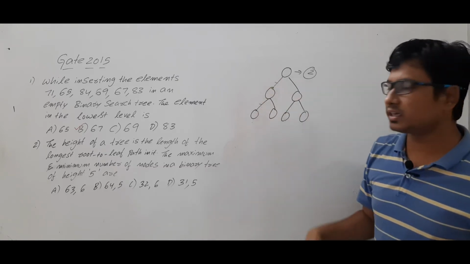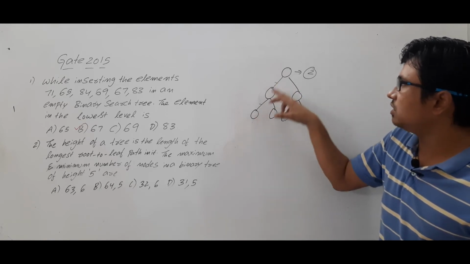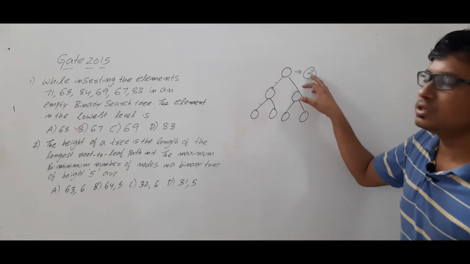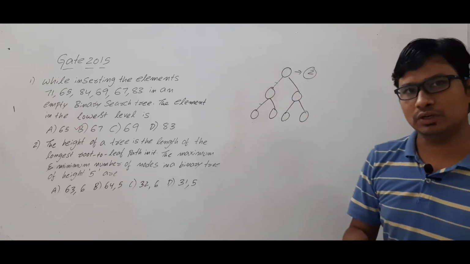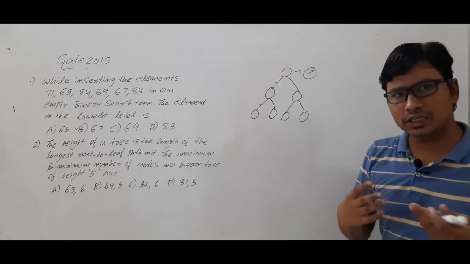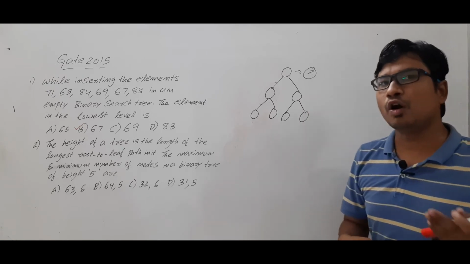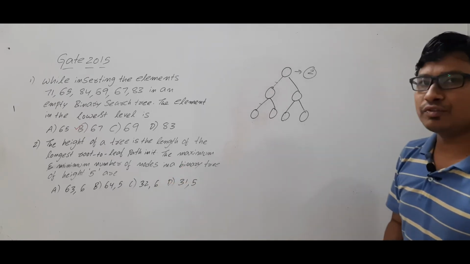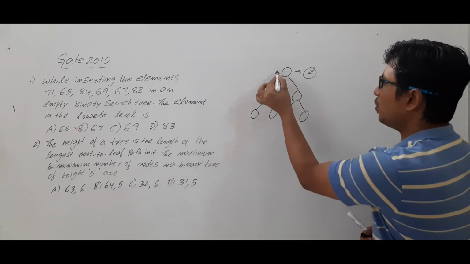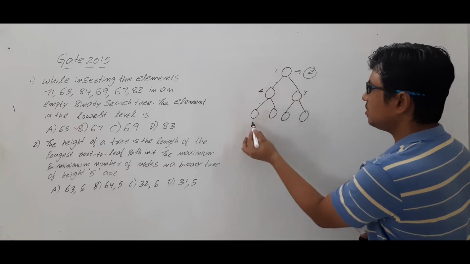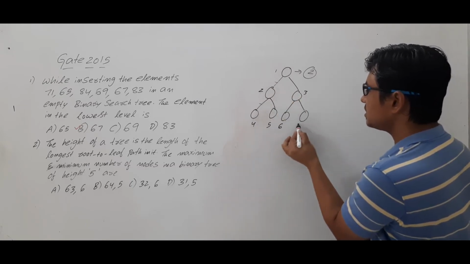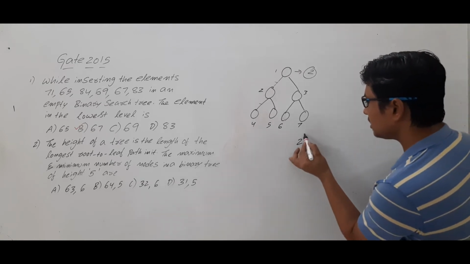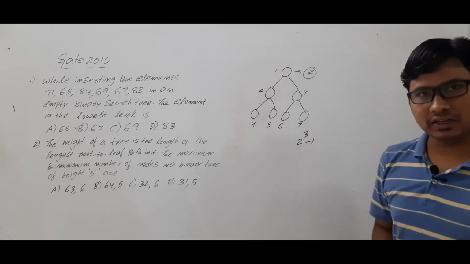So any path you can consider. Suppose I consider this path from this node to this leaf node, the number of edges is equal to 2. So the height of this binary tree is equal to 2. If the height of this binary tree is equal to 2, now find out how many nodes are there. That is what they are telling. So the number of nodes you can find is 1, 2, 3, 4, 5, 6, 7, which is nothing but 2 power 3 minus 1. Am I right or wrong?